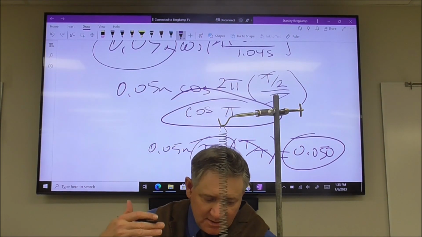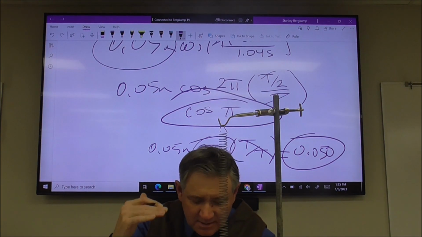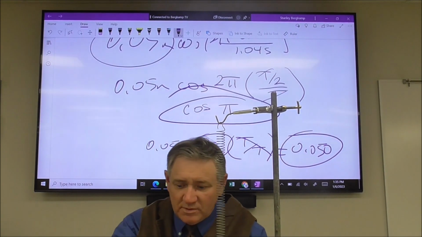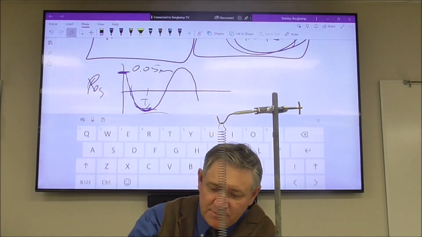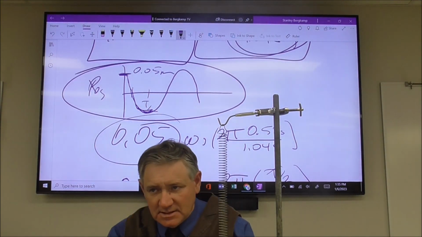So on number 9, you should see you're going from 0.05 to negative 0.05 to positive 0.05, which is why your position-time graph looks like this.